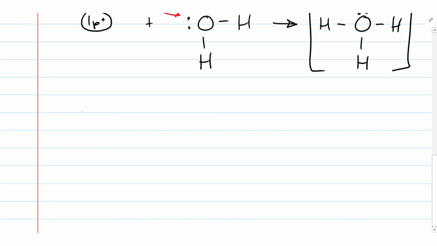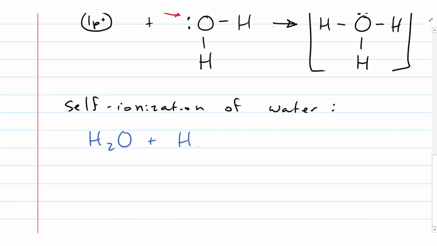Okay, next up then is what we call the self-ionization of water. Now, in the self-ionization of water, we look at a reaction that goes something like this. We take two molecules of water and we react them together. When they react together, they form hydronium ions and hydroxide ions. That's called the self-ionization of water. That means that water by itself will form ions.